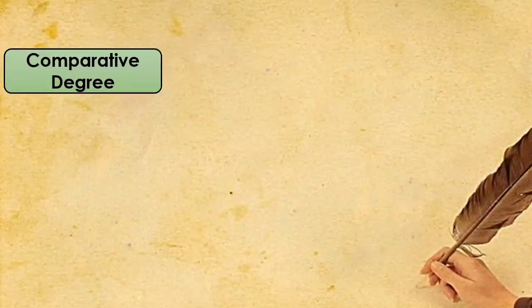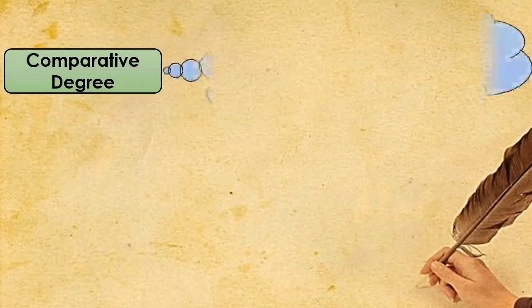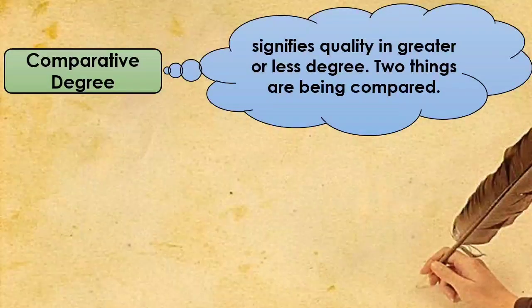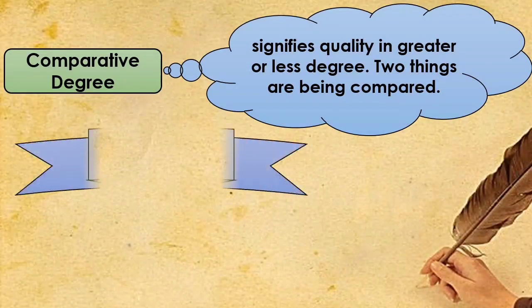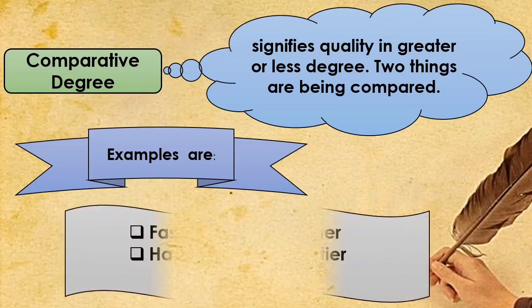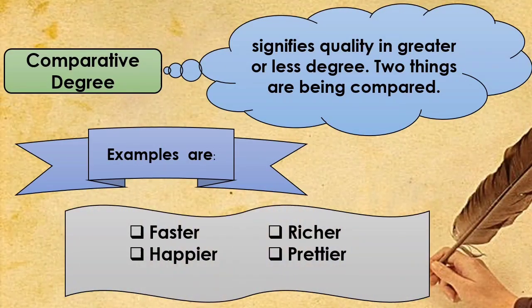Let us know now the comparative degree. The comparative degree signifies quality in a greater or lesser degree. 2 things are being compared. Examples are faster, happier, richer, and prettier.